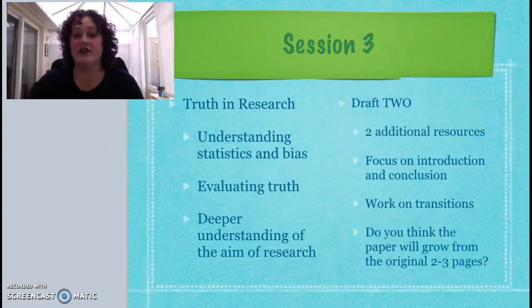When we move into session 3, we start to look at a different side of what our research has shown us. We start to say, what's going on with statistics? Are they saying what we think they're saying? What sort of biases do people have? And how can we still gain really valuable knowledge while understanding that bias exists? We're evaluating truth, and hopefully we understand to a deeper level the aim of research and the value of research. We're also writing our second draft.